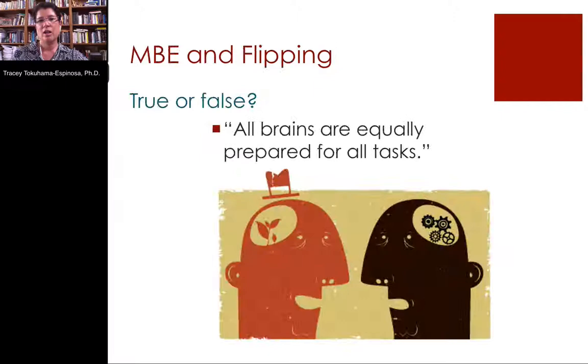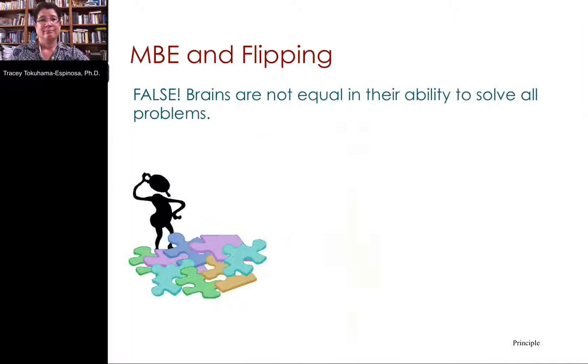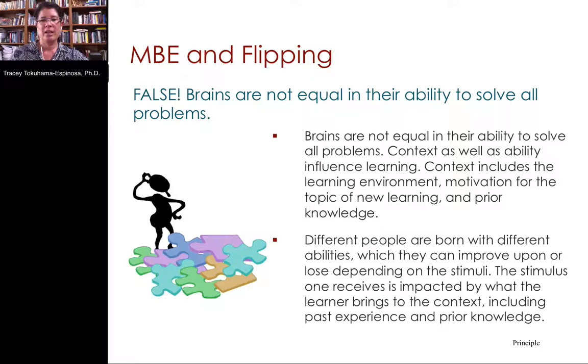True or false? All brains are equally prepared for all tasks. No. Unfortunately, you inherit genes and you can potentiate those genes in different ways, but everybody's going to be at slightly different starting points with new concepts that we teach in class. So it's very important, this gets back again to this idea of being able to differentiate and meet the student where their starting point is, not where the textbook says that they should be.